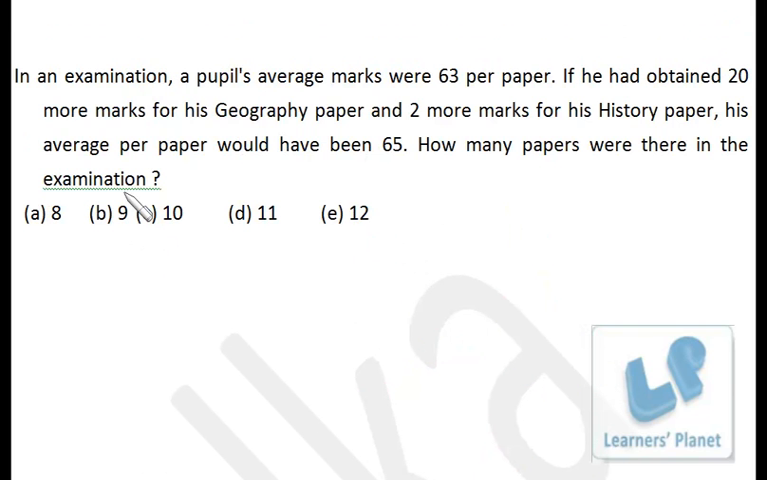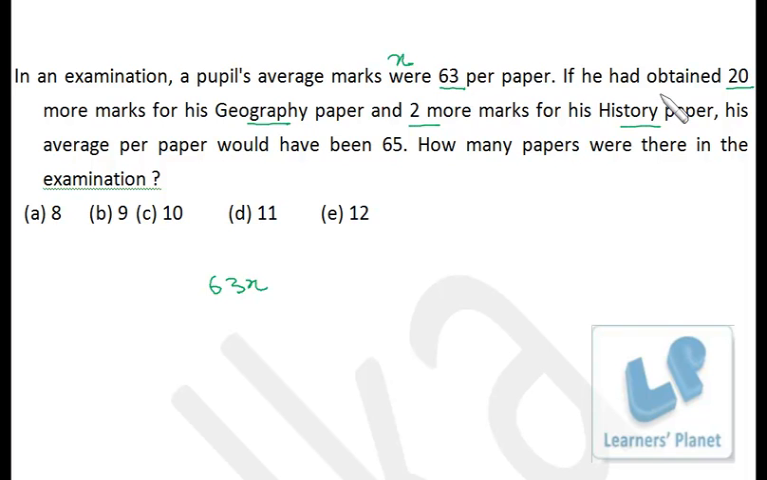Now this question. In an examination, a pupil's average marks were 63 per paper. If he had obtained 20 more marks for the geography paper and 2 more marks for the history paper, his average per paper would have been 65. How many papers were there in the examination? I assume there were X papers, right? So the initial total is 63X, since there are X papers and 63 per paper.